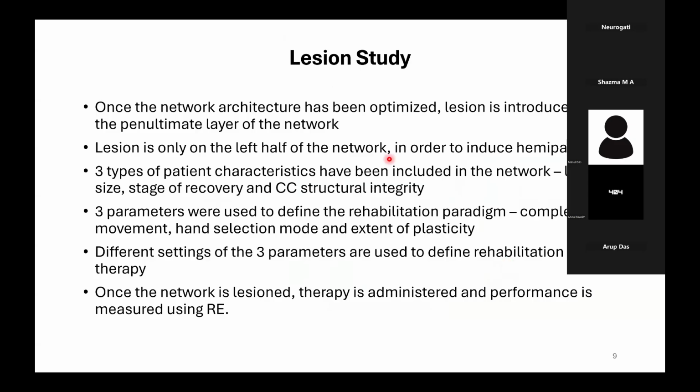Now, once the network architecture has been optimized, the lesion is introduced in the penultimate layer of the network, just as I described previously. And the lesion is only provided in the left half of the network in order to induce hemiparesis.